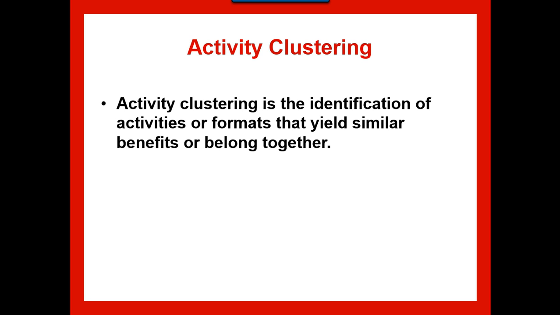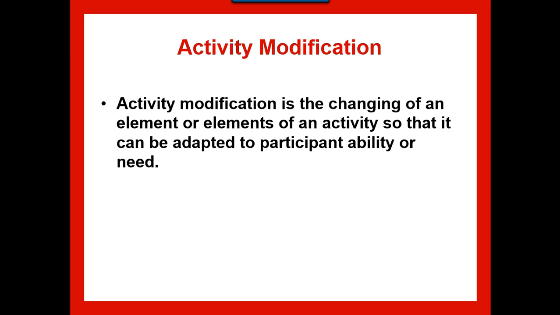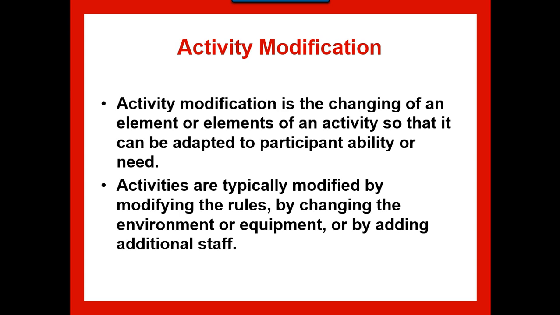Activity clustering is identification of activities or formats that yield similar benefits or belong together. Competition and special events could be combined to produce a chili cook-off, just as an example. Activity modification is the changing of an element or elements of an activity so that it can be adapted. Activities are typically modified by modifying the rules, changing the environment or equipment, or adding additional staff.